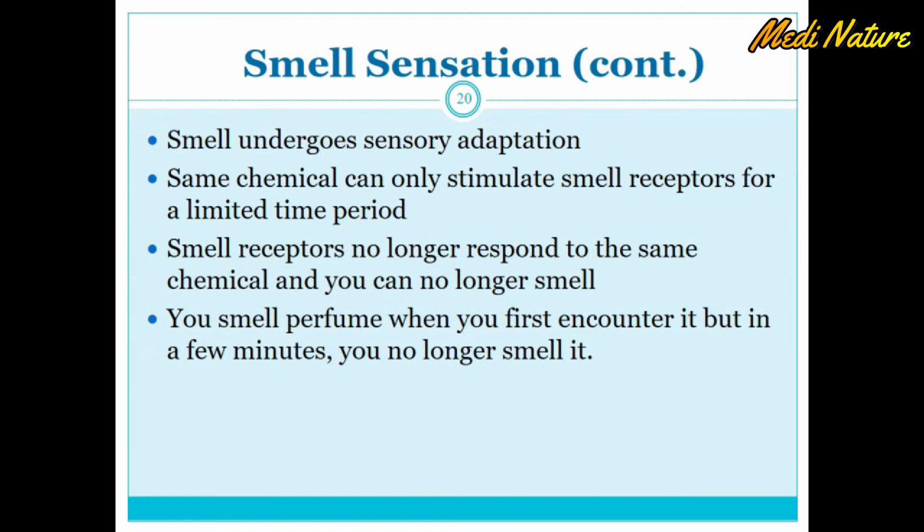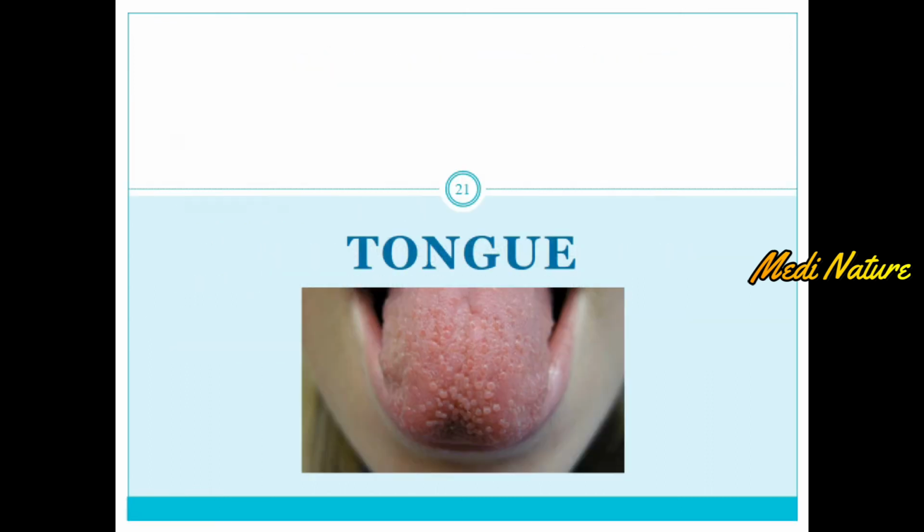The sensation of smell usually undergoes sensory adaptation. That means the same chemical can only stimulate smell receptors for a limited time period. So, smell receptors no longer respond to the same chemical and you can no longer smell it. For example, you can smell the perfume when you first encounter it, but in a few minutes you no longer smell it. Now we are going to talk about the sensation of taste by the tongue.